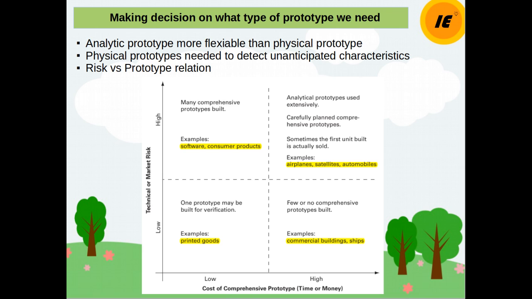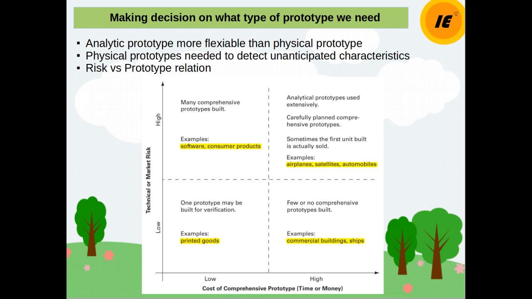So there of course the cost of the comprehensive prototype is high, but if you make it a little bit wrong or not so good, it doesn't mean that you have to scrap the building and make it again. That is not the case. So that is one good example. And of course ships are also, you can always make a ship with a certain design, etc. I really don't know the detail of it.